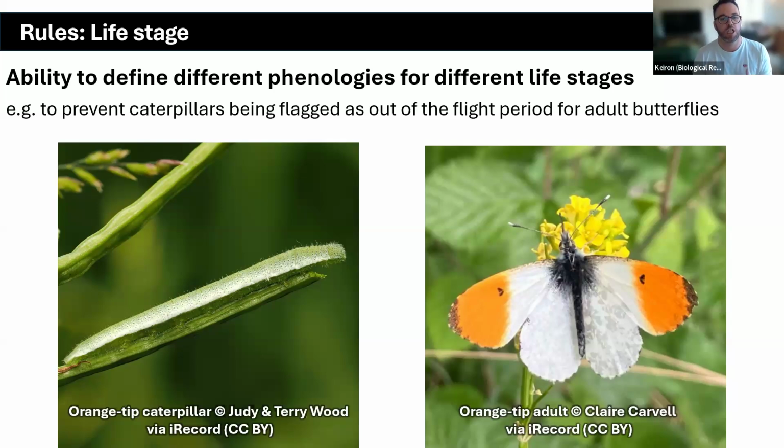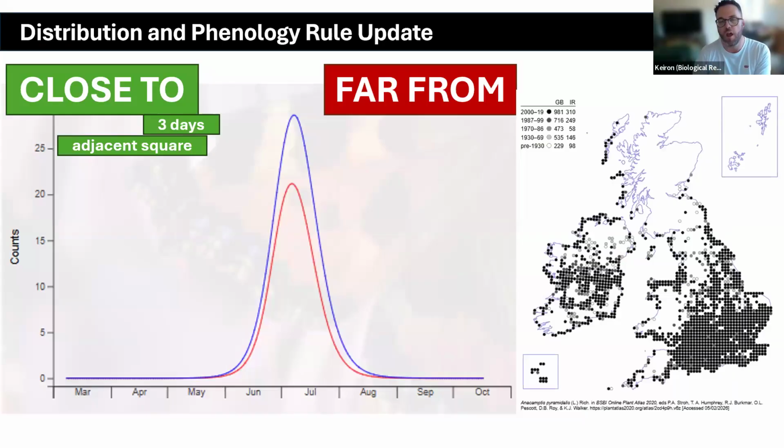So, for example, to prevent caterpillars being flagged as out of the flight period for adult butterflies. As we're working with recording schemes on new rules, we'll be able to implement this in a lot more detail. It's also worth noting that it has a close to and far from comment. This is a new thing for the new Record Cleaner. Close to or far from categorization in the comments.